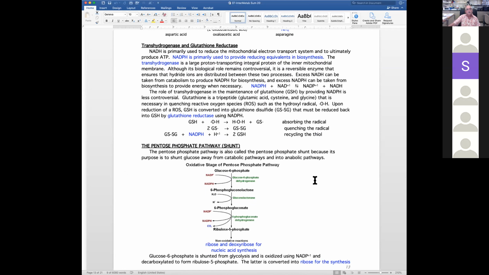And we talked about the transhydrogenase, and I probably should be more careful about this. Now that I'm thinking about it, I should put two purposes of the transhydrogenase. One is to generate NADPH for the purpose of glutathione reductase, and the other is to regenerate NADPH for the purpose of biosynthesis.